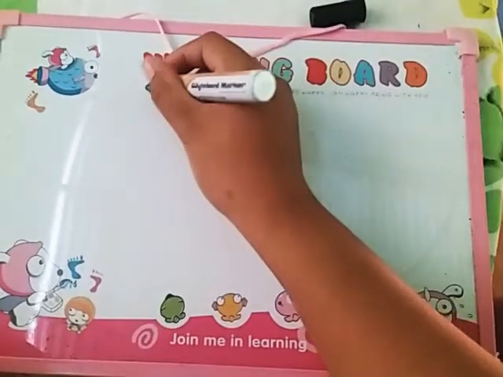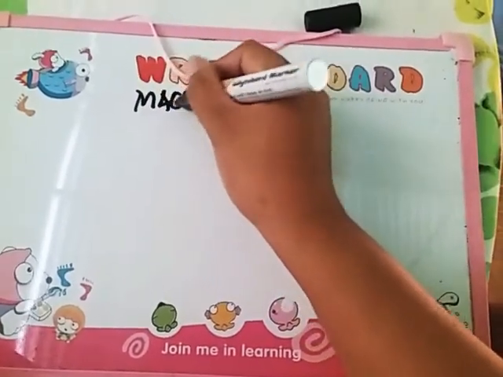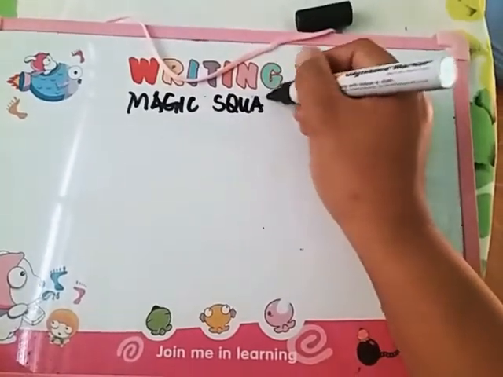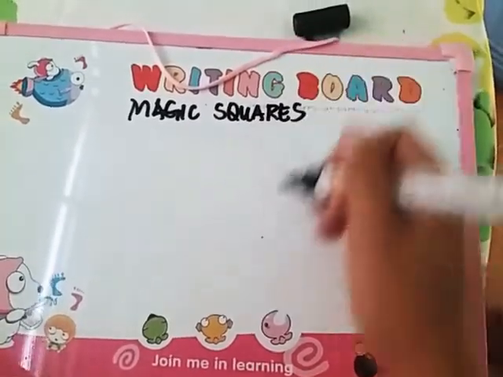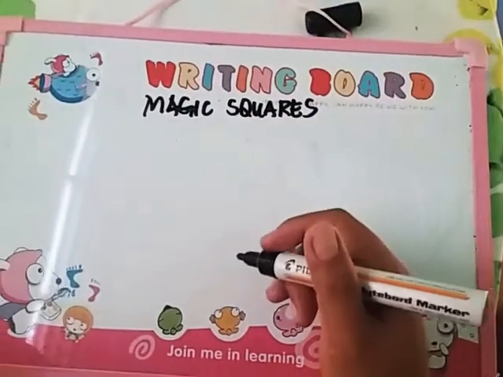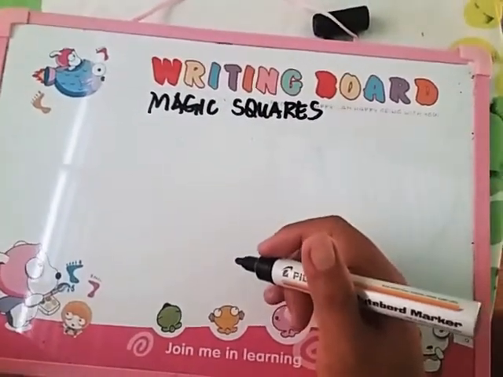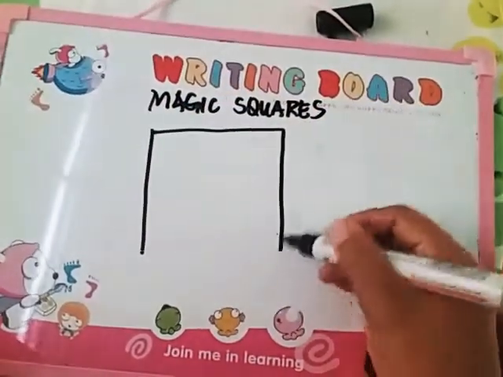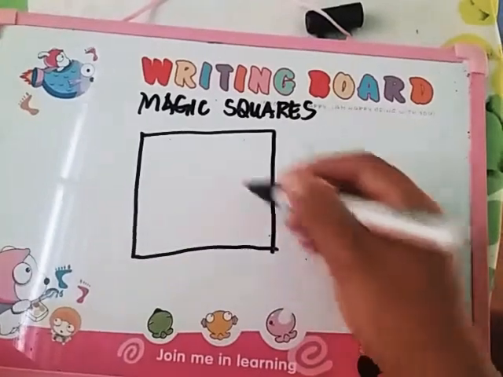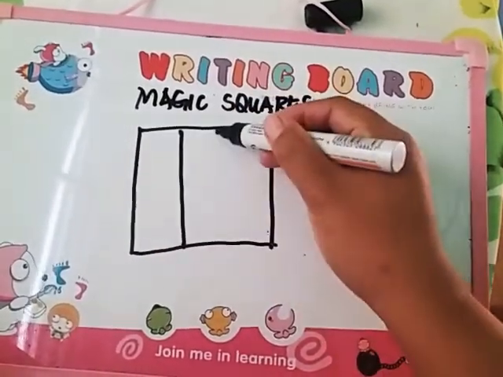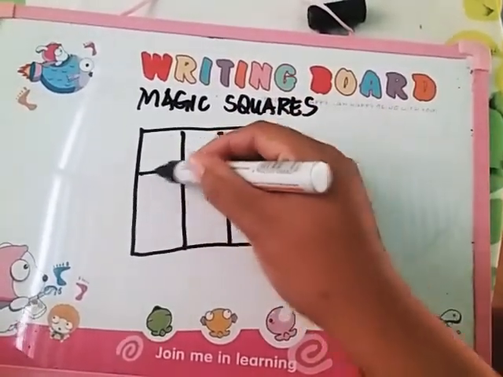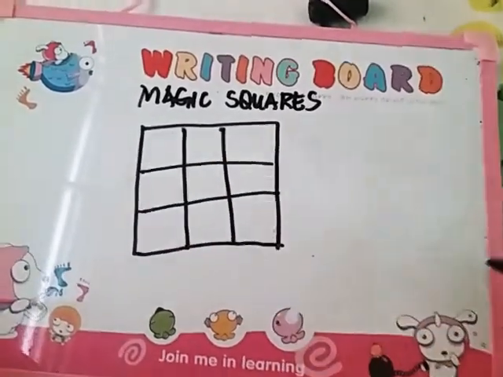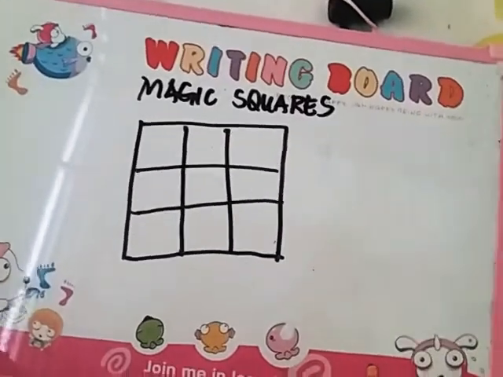Good morning, class. So today we will be discussing magic squares. Last time I already gave you the overview about magic squares, but today we will be dealing with the rules. Okay, so for example, we have here a 3 by 3 magic square. There are 3 rules in making a magic square.